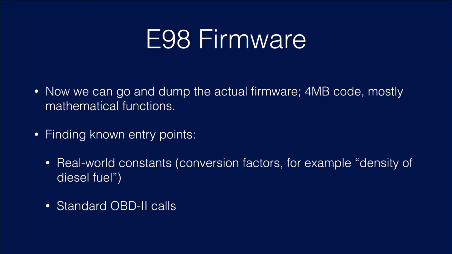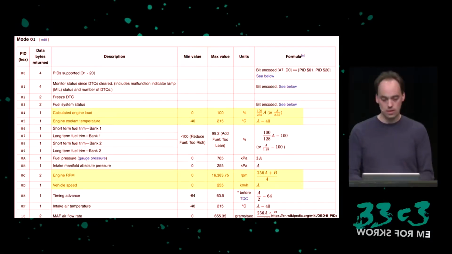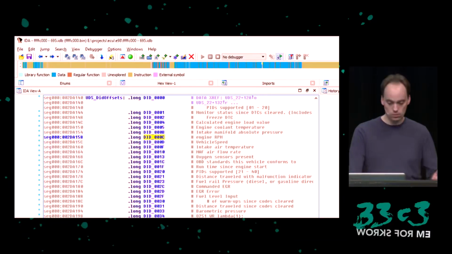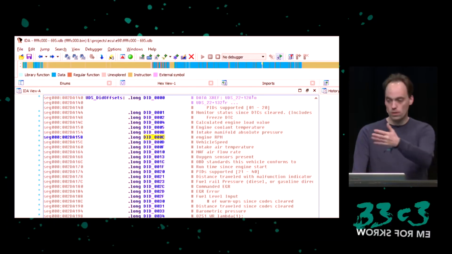One thing I could find are real-world constants. For example, there's the density of diesel fuel stored, which allows me to understand that this is something related to fuel, an amount of fuel. Or more useful are the OBD2 calls. So there are some standardized things you can ask an ECU that includes engine RPM, vehicle speed, and things like that. And I could find that table in the firmware, and then I had a first start of things like RPM, speed, and so on. That was a good start. It's not much more than what you can see here, so there's a lot of stuff not included in these.